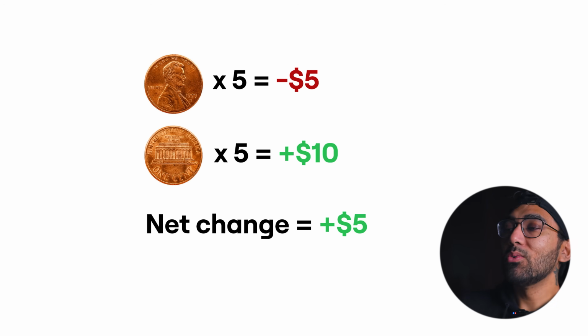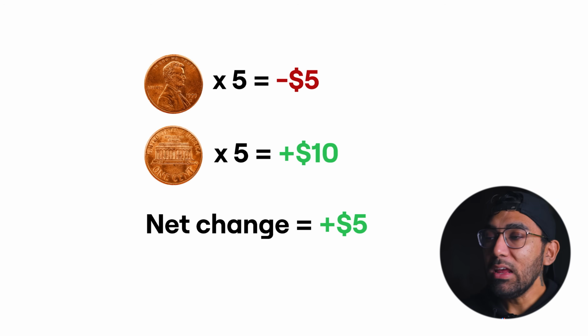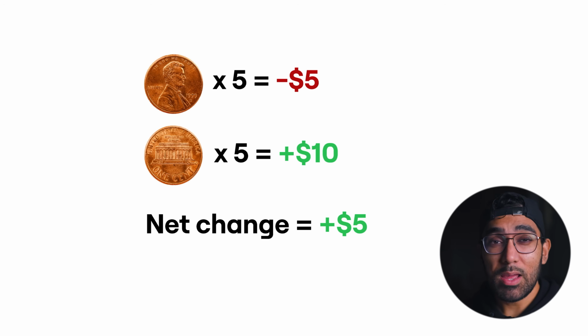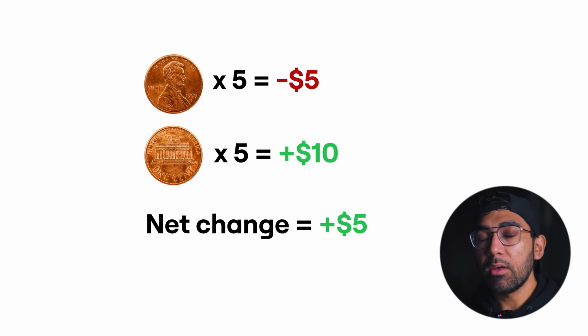So essentially, your net change here is a positive $5. Let's say you started with $10 in your pocket and you lost $5 because you hit heads 5 times. So now you've only got $5 left, but then you hit tails 5 times and you've made $10. So you now ended up with $15 in total, meaning your net change is positive $5.